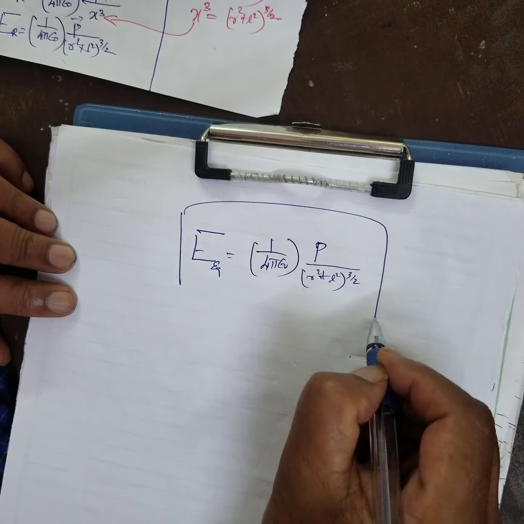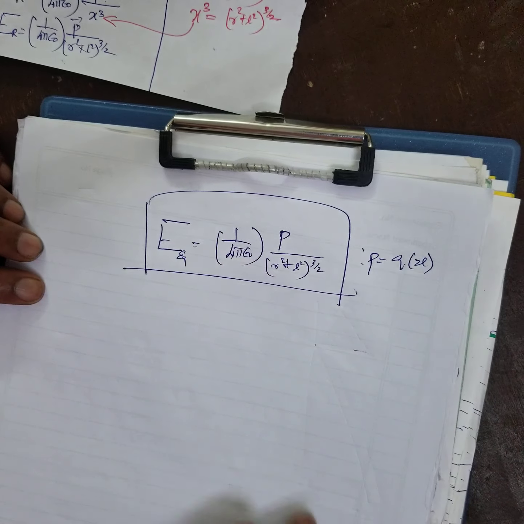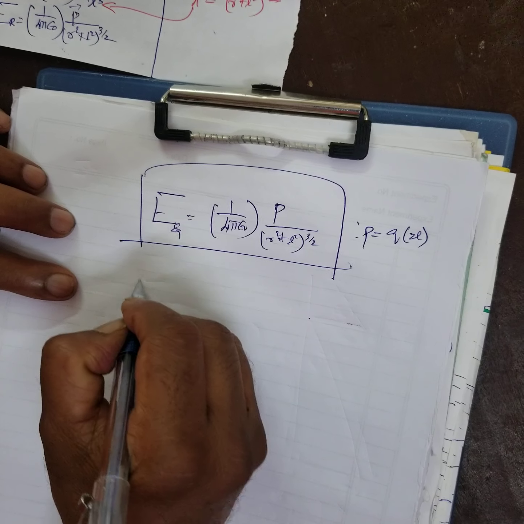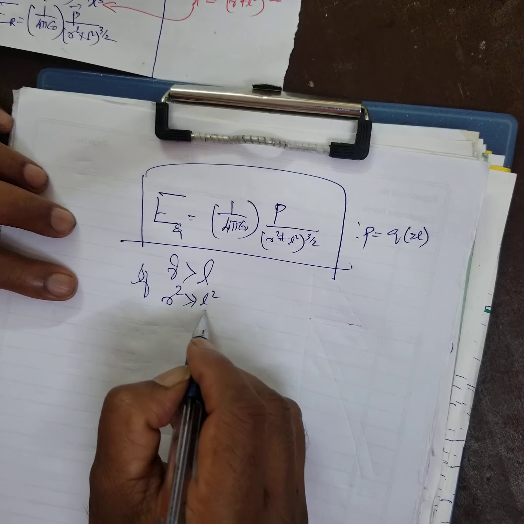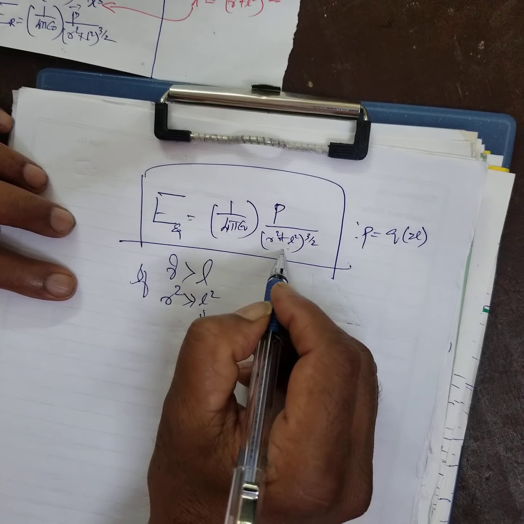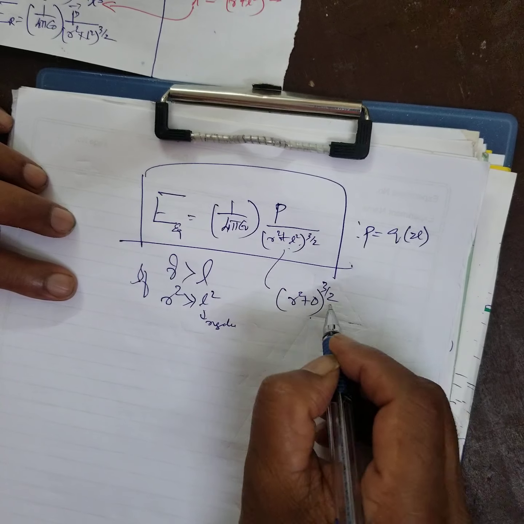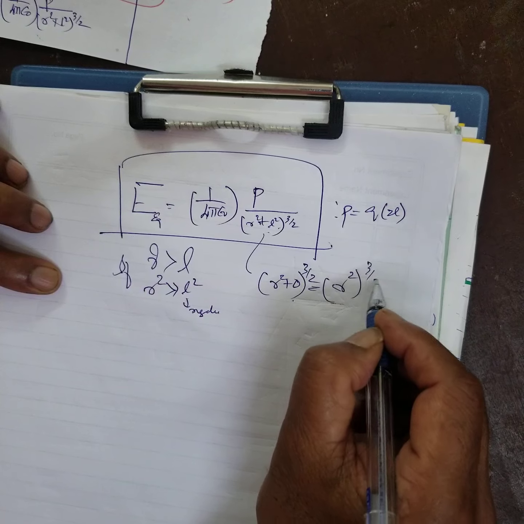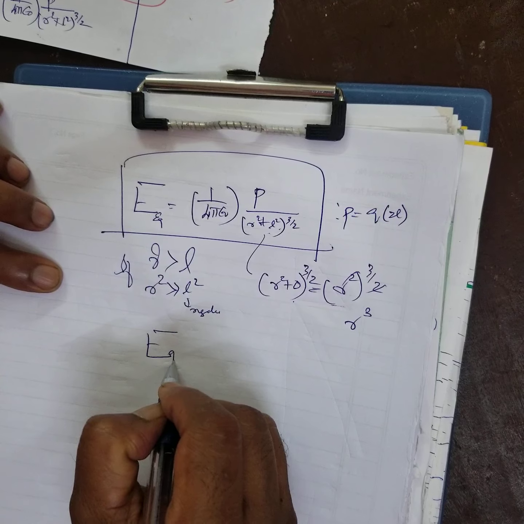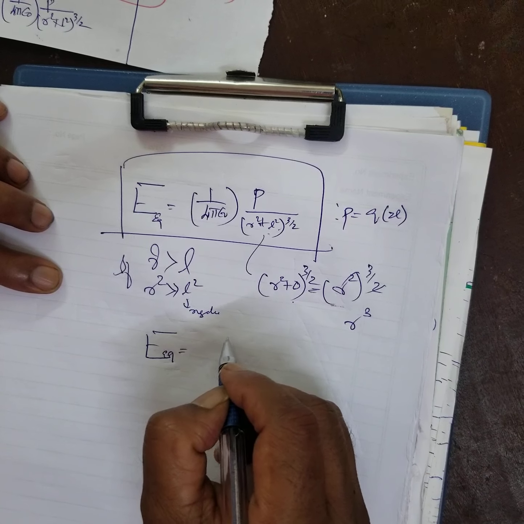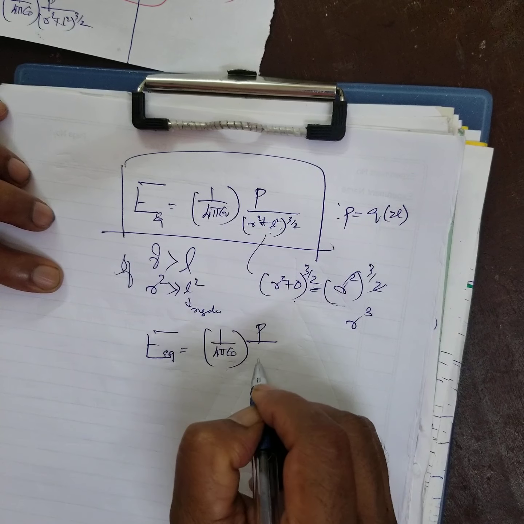As usual, P is equal to the product of charge into the distance between the charges. Then if r is greater than l, r square is very much greater than l square. So l square can be neglected, this becomes 0. R square to the power 3 by 2, the 2 gets cancelled, giving r cube. Therefore, electric field due to the equatorial line is equal to 1 by 4 pi epsilon naught P by r cube.